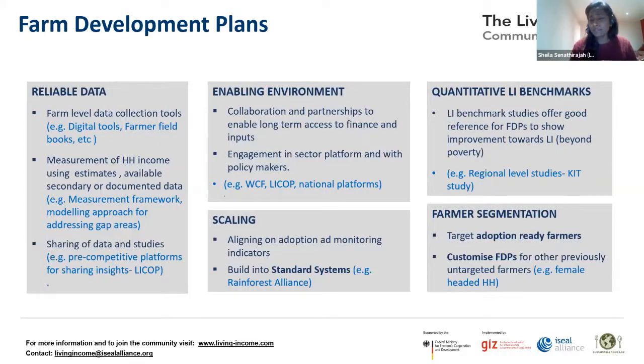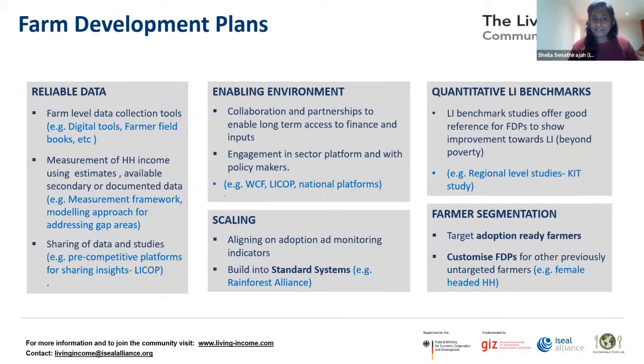But I also want to say that this is an opportunity for us to reach out to other groups that previously maybe we didn't target. So gender inclusion, the youth, we could see farmer development plans as a way to bring those groups in. We've already seen studies showing that programs with women do have a positive impact on income. So this would be one way to make this more gender inclusive.